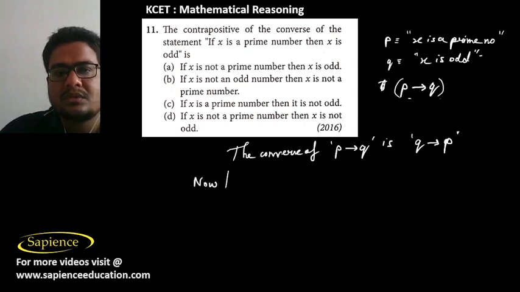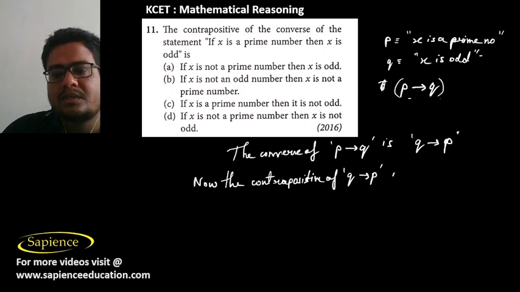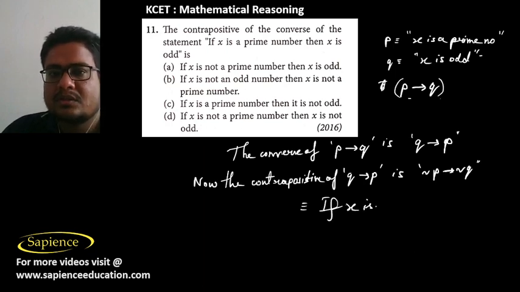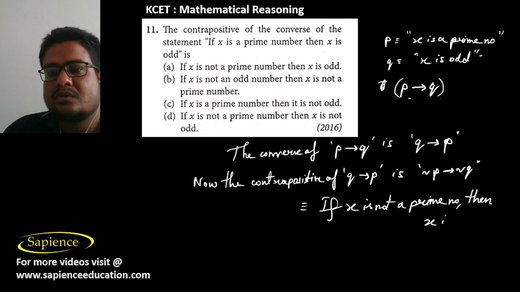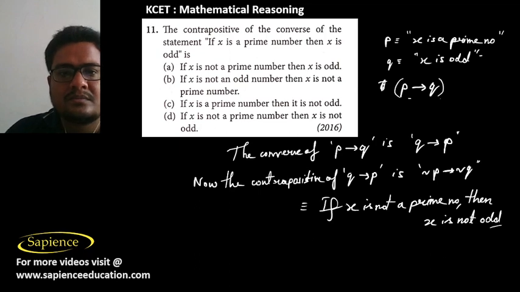And then we are being asked to find the contrapositive of this converse. We know that the contrapositive of if P then Q is if not Q then not P. That means the contrapositive of if Q then P is if not P then not Q, which is equivalent to the statement: if x is not a prime number, then x is not odd. So option D is the correct answer.